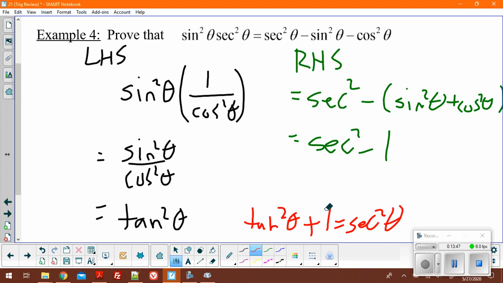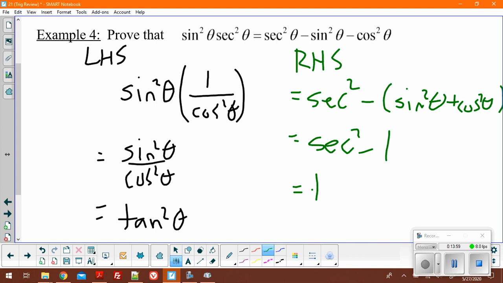Okay, that's the identity I saw in the book. It's related to sine squared plus cos squared is 1. So if I just move the 1 across, that becomes secant squared minus 1. So that means this expression right here is equal to tan squared. Okay, and so that's proven.